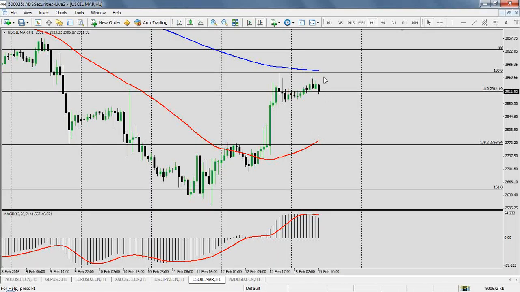So let's move onwards. We will be looking now at crude oil, WTI. This is WTI. On ADS Securities, they are going to the cent level, so it is $29.12, and the 100 of the cents are also outlined here. So it kind of gives you a better opportunity to trade crude oil on this platform actually.